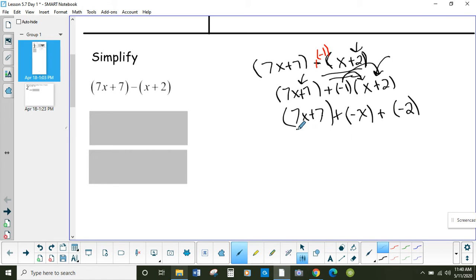So I distribute it, now I combine like terms. I add x's to x's. Those are opposite teams, so I subtract. Positives have more. Same thing for the constants. And we get our answer, 6x plus 5.